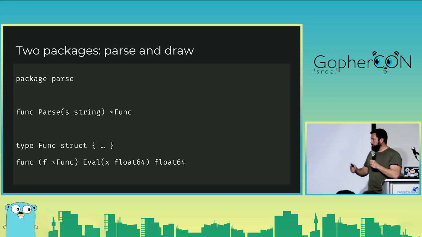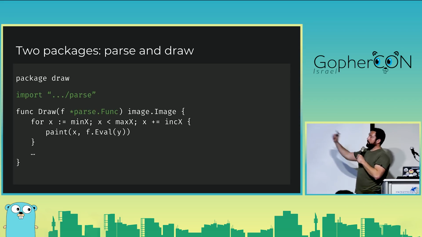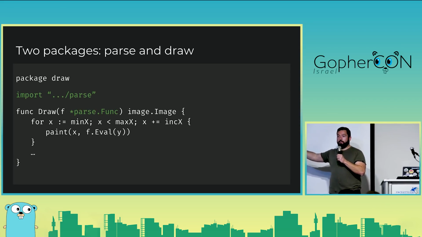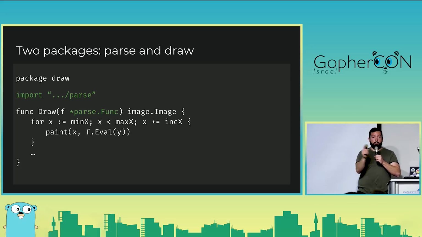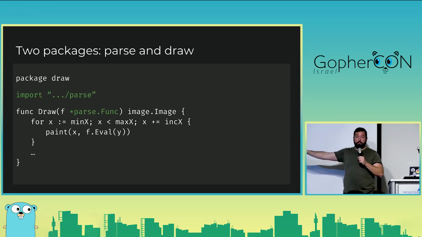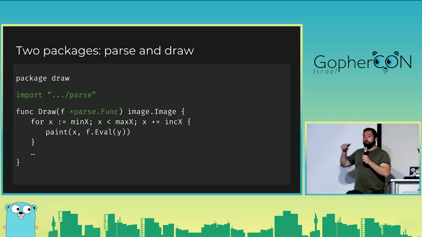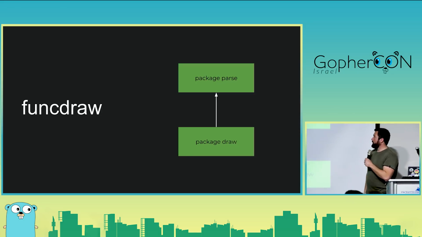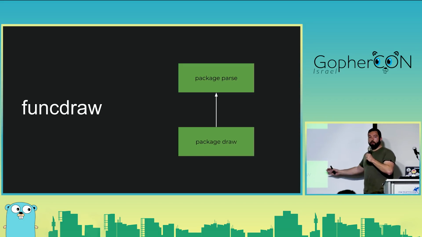It's not important. So then the package draw, what it does is import parse, and it says when you give me a func that you've parsed, I can call it and print the whole thing and generate an image. Cool. So this means that the package draw depends on the package parse. That's how I did it.